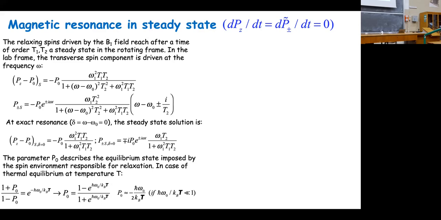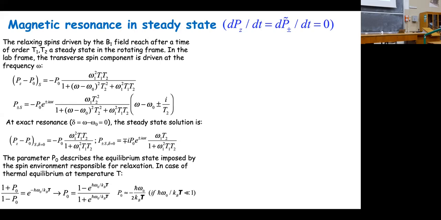So you find that P0, the P0 at equilibrium, is negative, which means that you have more atoms in the lower state than the upper state. And P0 is very small if the temperature is high. So the P0, which is a factor that you have in all these equations, is very small at high temperatures. This explains the fact that the signal you will get from magnetic resonance will be very small at room temperature, for instance, if h bar omega naught is small compared to kT.